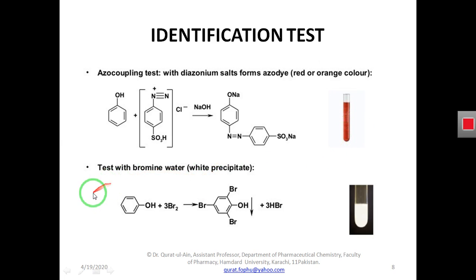This red or orange color is the identification of the presence of phenol in the sample. In the other test, we react phenol with bromine water. As the reaction proceeds, we find a white precipitate in the test tube at the end of the reaction. The presence of the white precipitate is the identification of the presence of phenols in the sample.